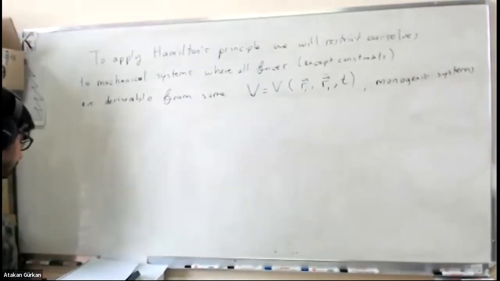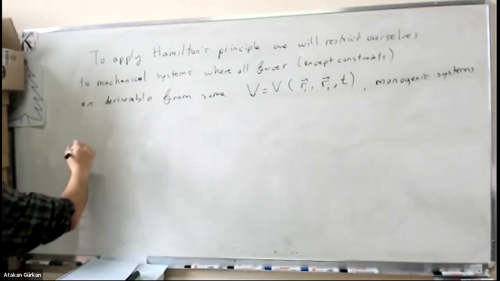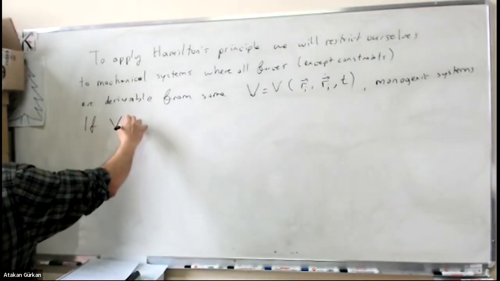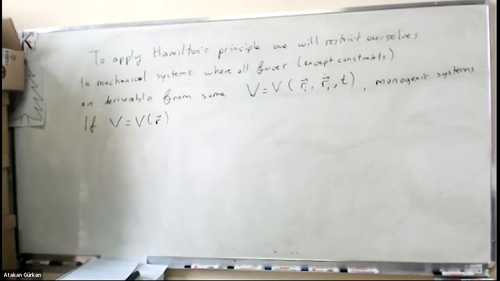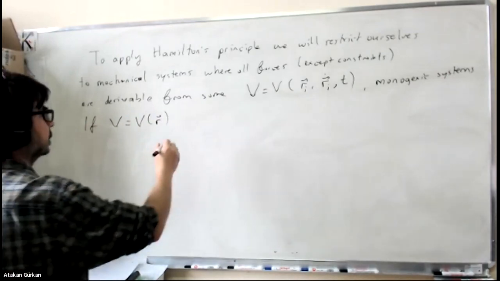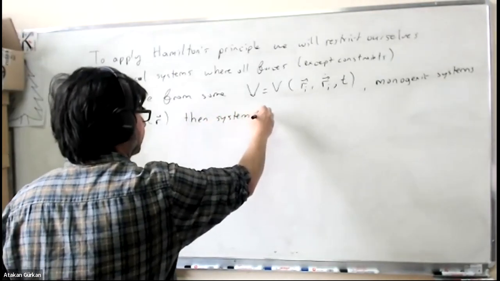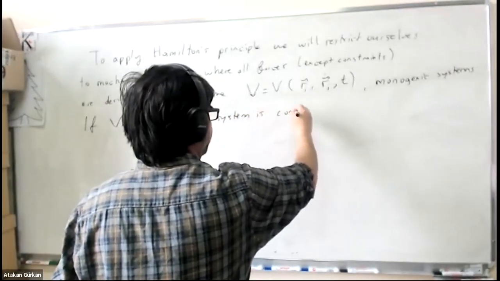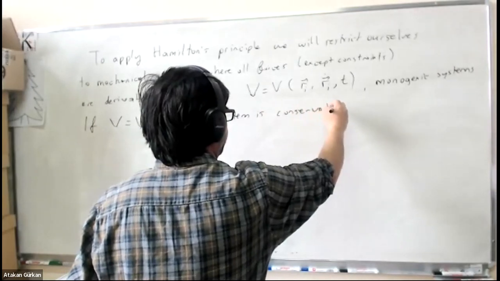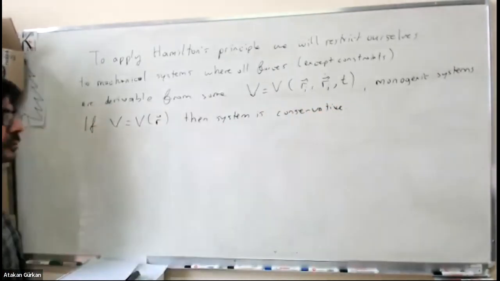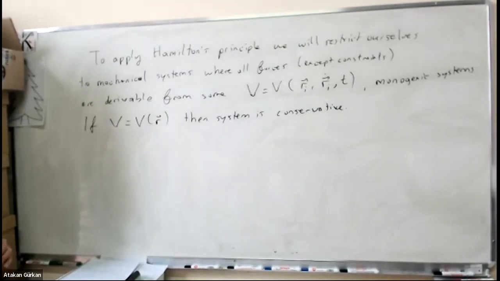And if V is just a function of position, then the system is conservative. Now, this is a little bit different from the definition we used for the freshman level physics course, right? But it's equivalent to what we did there. Okay, there's nothing contradicting this.